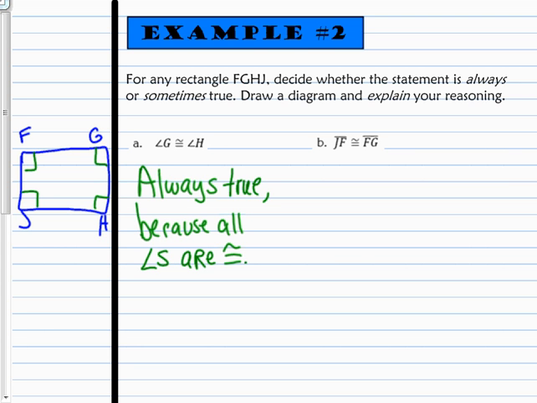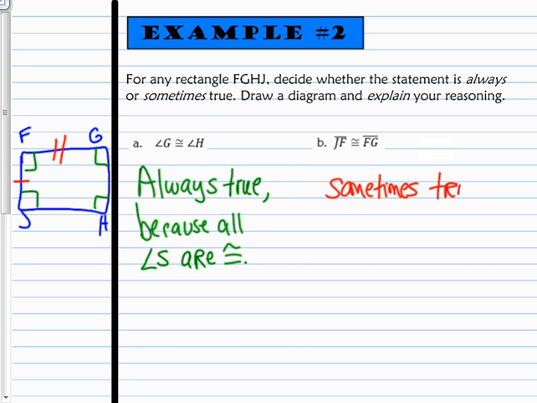Let's look at letter B. Letter B says, is JF congruent to FG? Is JF, which is this side, congruent to FG? Well, for a parallelogram, opposite sides are congruent. Are JF and FG opposite sides? No, they're not. So are JF and FG always congruent, or can that be sometimes true? The answer here would be sometimes true.